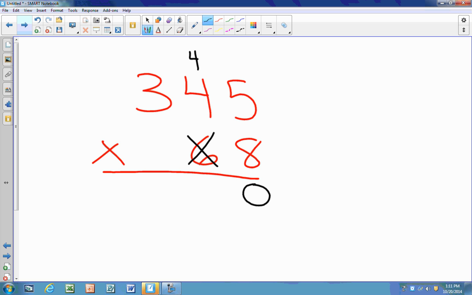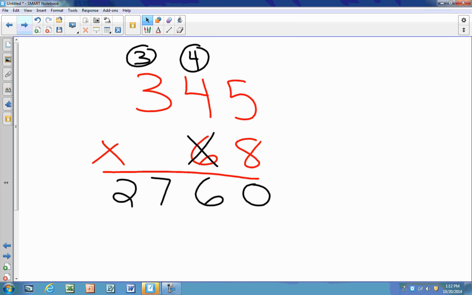So then I go to my 8 times 4, which is 32, plus the 4 on the top, which is 36. So I put my 6 down and carry my 3. Now I go 8 times 3, which is 24, plus 3, which is 27. And I see that there's nothing else that I can multiply my 8 by. So I'm going to uncover my 6. And I'm going to cover up my 8 and cross out my numbers up at the top.